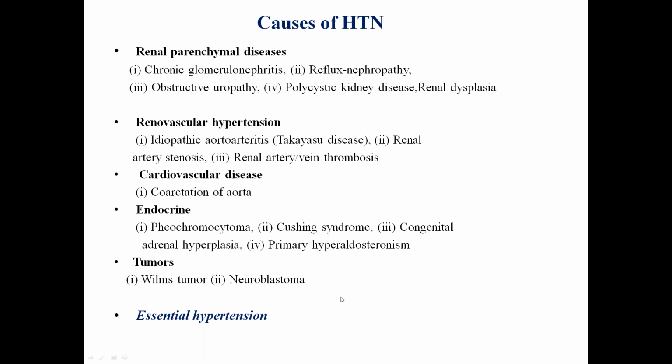And Wilms tumors and neuroblastoma, etc., again may constitute. So all these causes will constitute less than 5% of pediatric hypertension. And once we have ruled out all these conditions, then if you are not able to figure out a cause, it is probably essential hypertension, an early onset of essential hypertension.